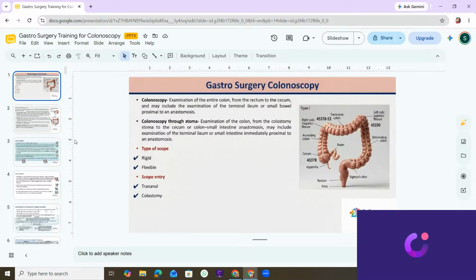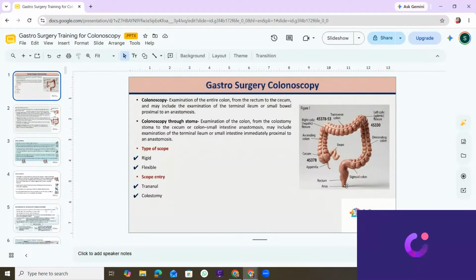Scope entry, transanal. Colonoscopy or scopy procedure is generally performed by the natural approach. You'll see here the transanal, and second is colostomy. Here the example is given for a diagnostic colonoscopy. If you see the anatomy of the large colon: anus, rectum, sigmoid colon, then the descending colon, left colic splenic flexure, transverse colon, right colic hepatic flexure, ascending colon, cecum, appendix, and ileum.